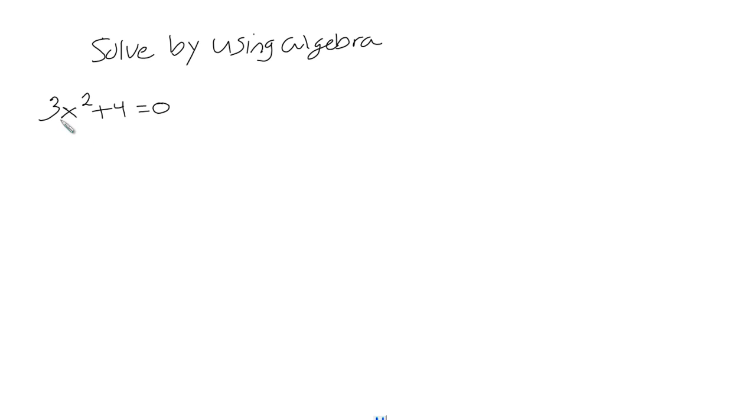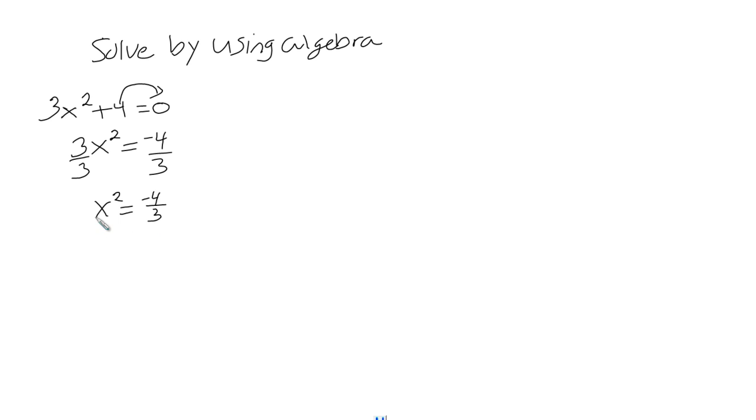Again, you want to get the quadratic term to be isolated. So we want to move the 4 over to the other side. And that gives you 3x squared. Don't forget, when you move something over to the other side, you've got to change the sign, so that becomes negative 4. You can't use the square root property yet because the coefficient has to be 1, so you got to divide out that 3 first. And that leaves you with x squared equals negative 4/3.